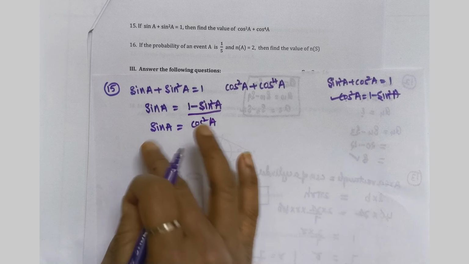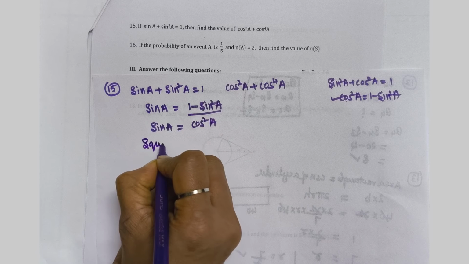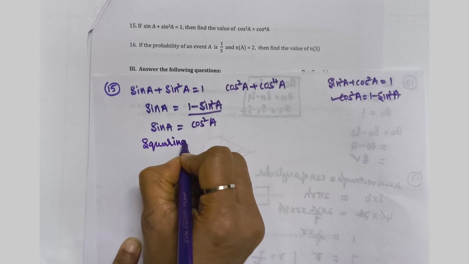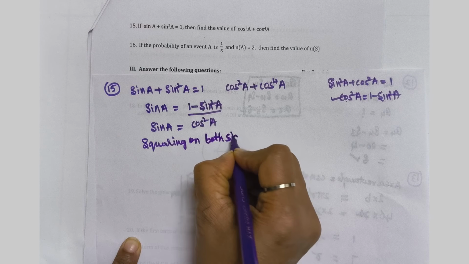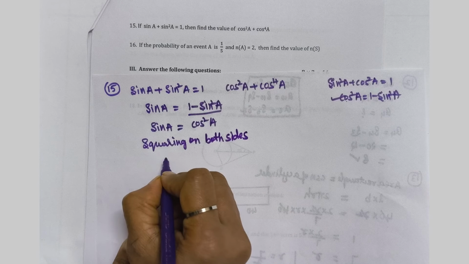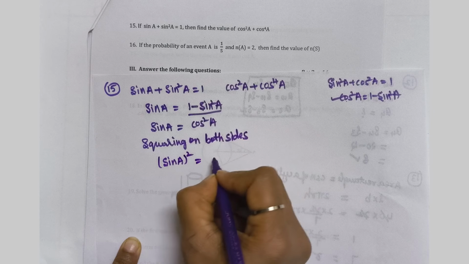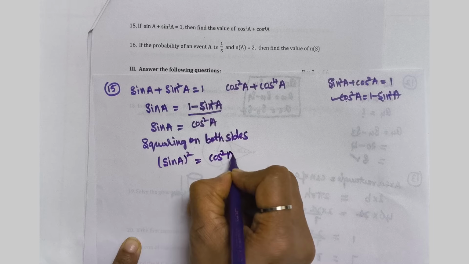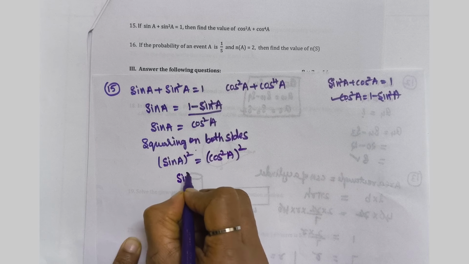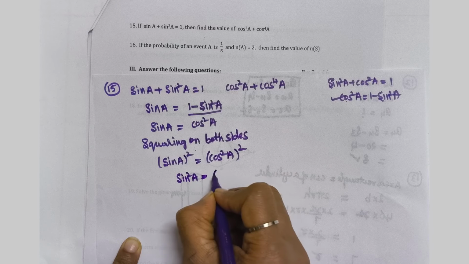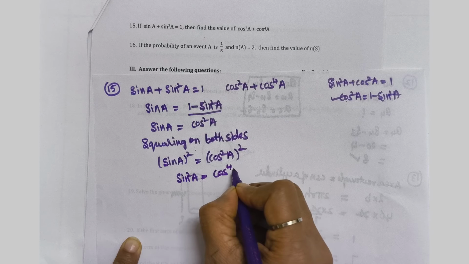Now what am I doing? Squaring on both sides. So both sides we are doing square. See here, squaring sin A, here is equal to cos square A squared. See here, this square means here you will get sin square A is equal to cos to the power of 4A.